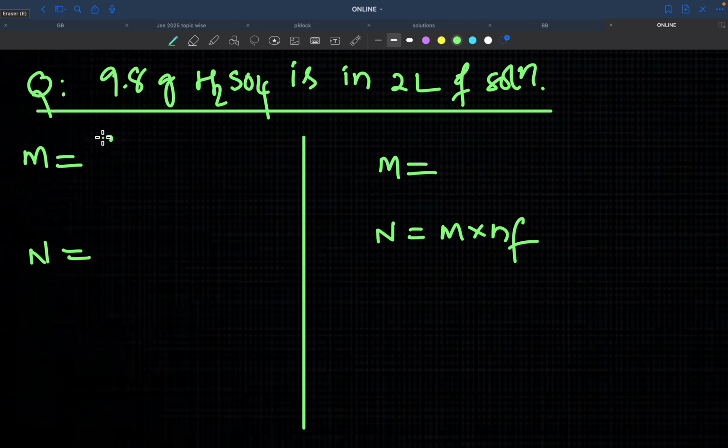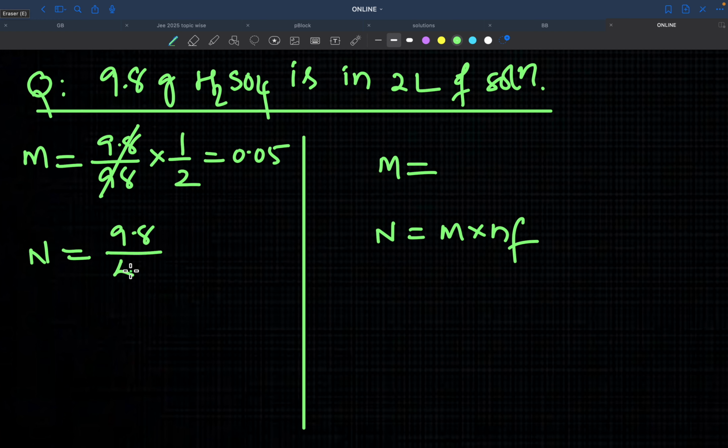So here it is 9.8 by 98 into 1/2. So this is 0.1/2, equal to 0.05. Correct? So here 9.8 by 49 is the equivalent mass, just as calculated in the previous slide. So it's 1/2. So this goes 0.2. So 2 gets cancelled, you end up with 0.1. So this is how you calculate.